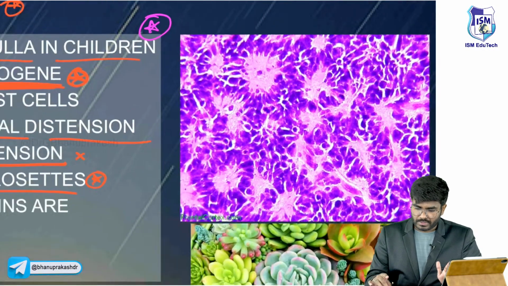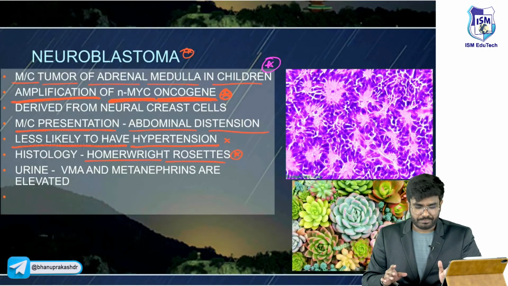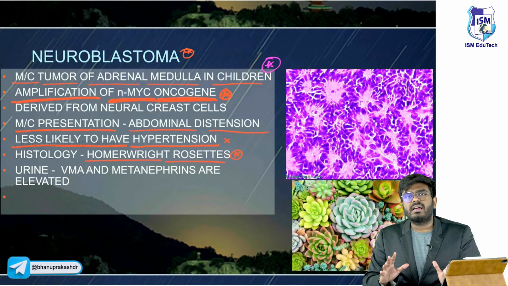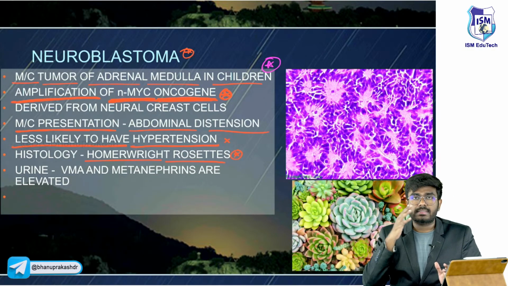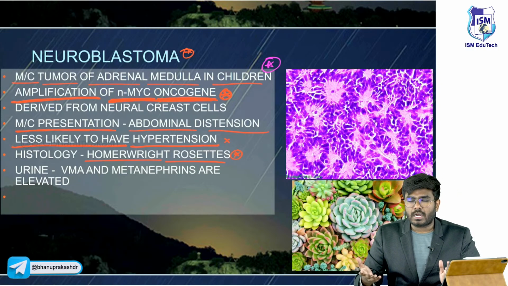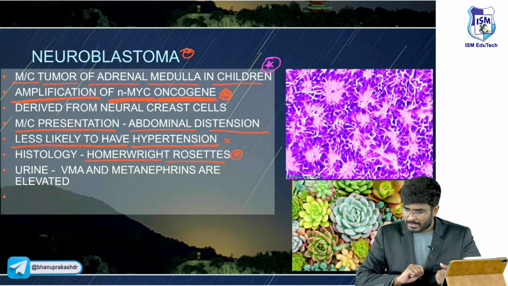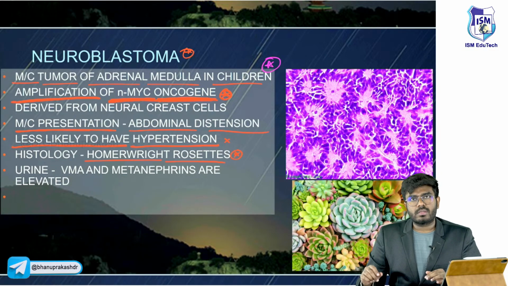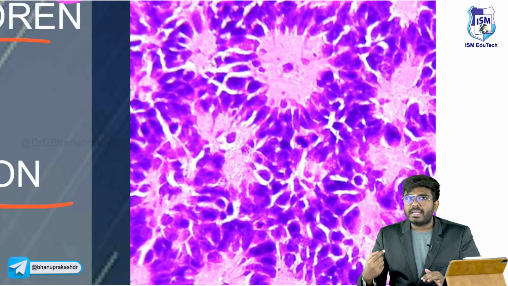So what are the important points regarding neuroblastoma seen in children? It is the most common tumor of the adrenal medulla in children, not as serious as pheochromocytoma. Why? Because pheochromocytoma has more complications and more clinical features. Here, not many clinical features are seen. Hypertension is also not usually seen. It is due to NMYC gene amplification. On histology, Homer-Wright rosettes are seen with a central pink appearance.